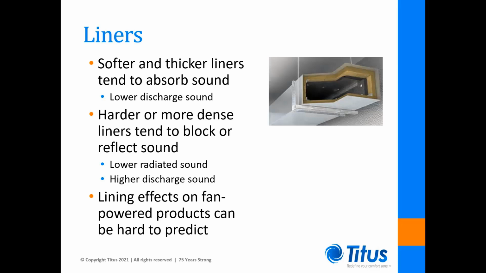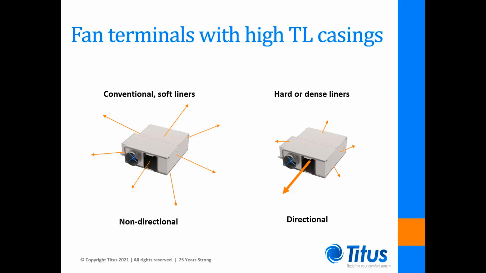The effect of lining materials can be difficult to predict in fan-powered terminals. Fan-powered terminals are affected differently by lining materials. In general, softer and thicker liners tend to reduce both radiated and discharge sound levels. But what happens with harder facings and denser materials is widely misunderstood.